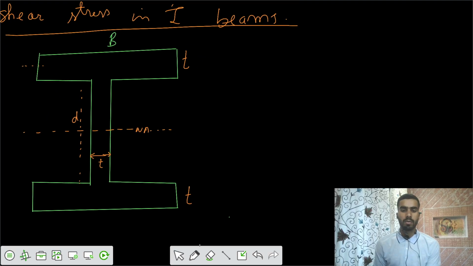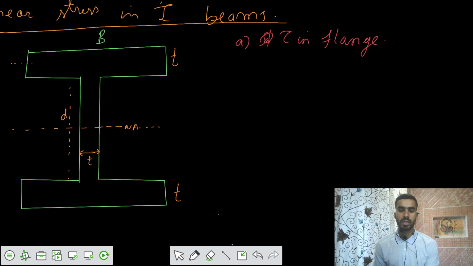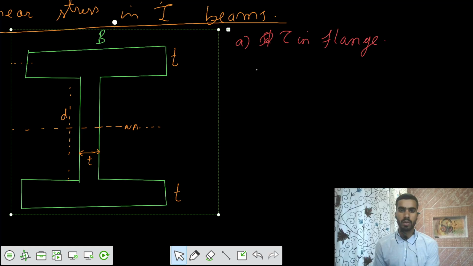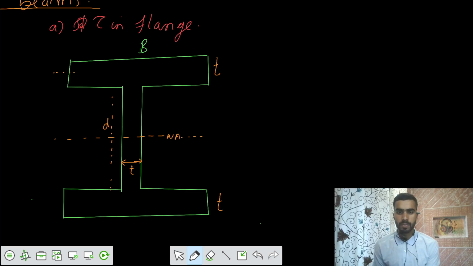So let's take the first part: the shear stresses tau in the flange. If you take out that flange, let's say any point A. You take a point A from the neutral axis at a distance of y. So we want to find the shear stresses in the flange.